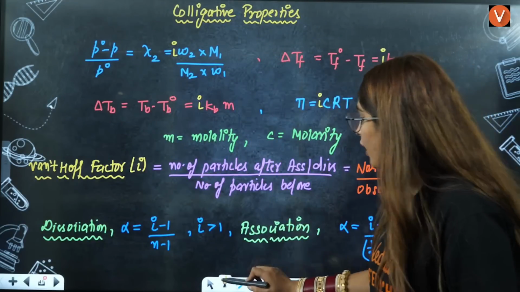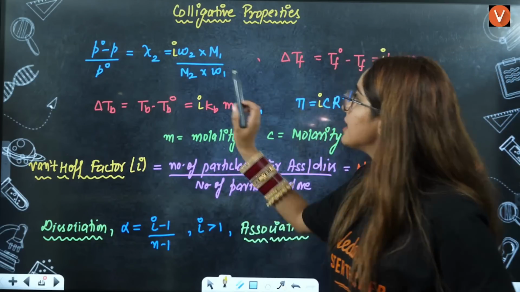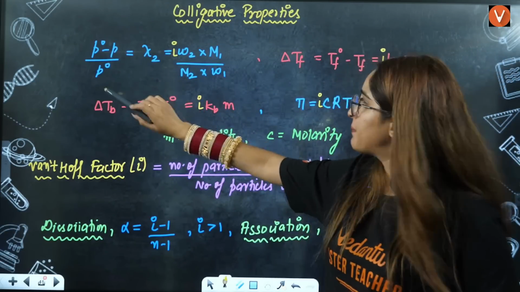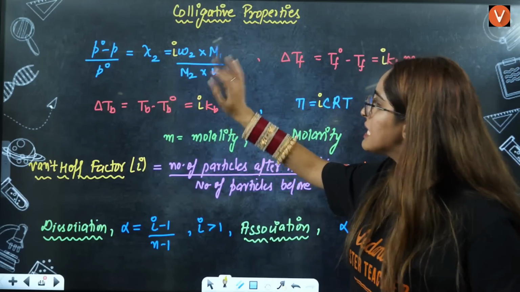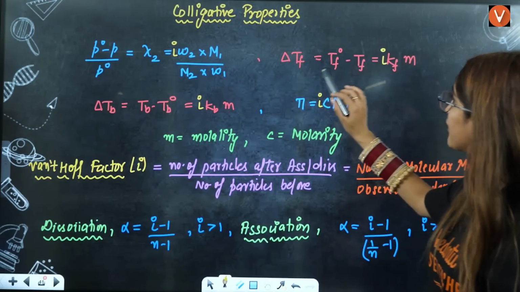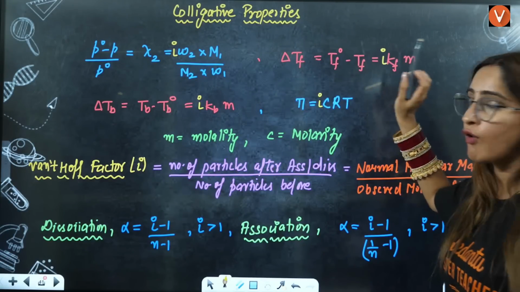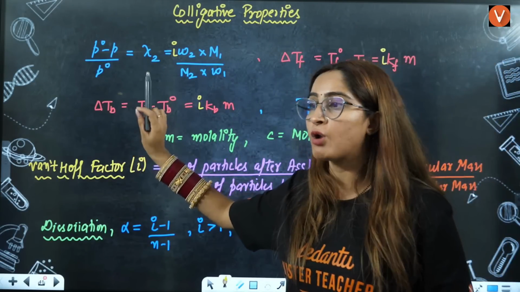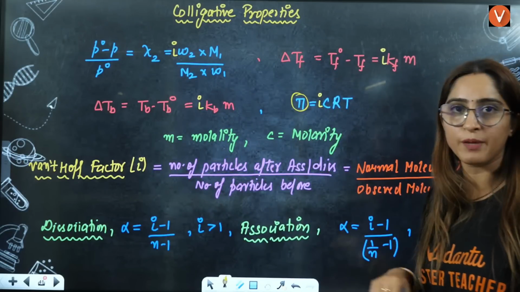Next is the colligative properties formulas. So we have 4 colligative properties here. First is relative lowering in vapor pressure. This is the formula that is directly proportional to the mole fraction, right? Delta TF is equal to Kf into molality, that is the formula for depression in freezing point. This is the formula of elevation in boiling point. And this formula represents osmotic pressure.